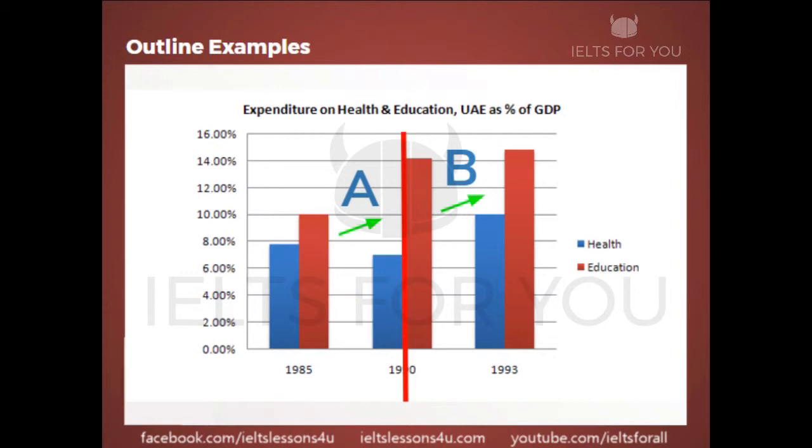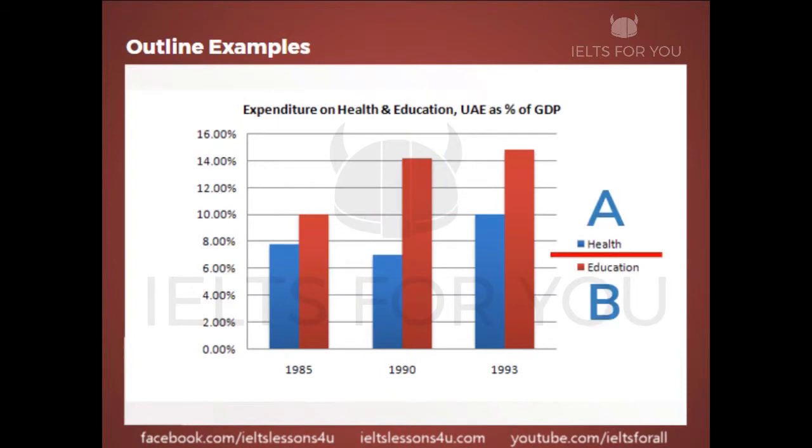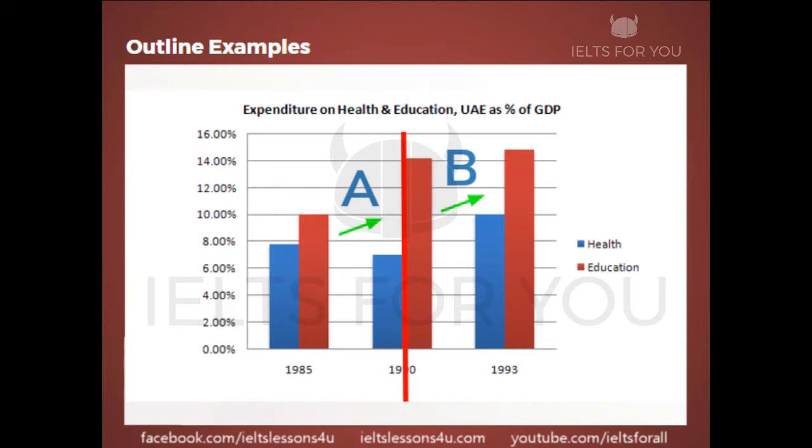While we have 3 years, what we actually have is 2 changes, from 1985 to 1990, and then from 1990 to 1993. So each of those changes would make an interesting paragraph. And that's what I would suggest as the best way to divide this essay. Each of these ways is possible and will result in a clear paragraph structure, but this way I think is a little more interesting.